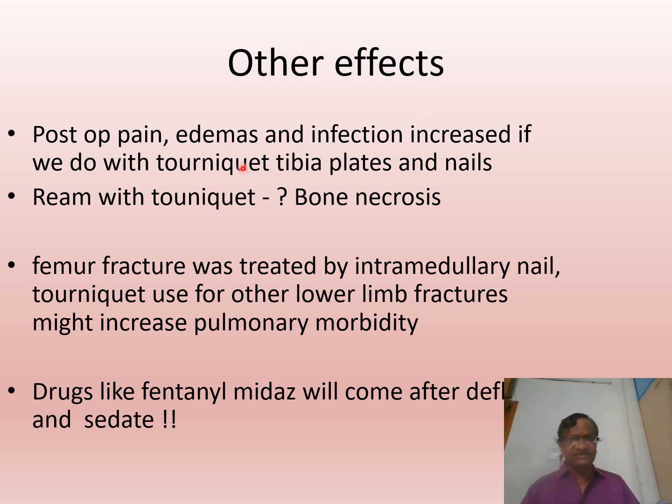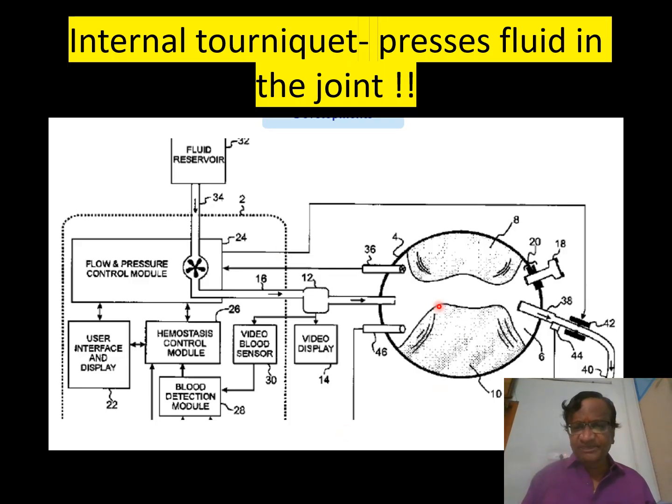Postoperative pain, edema, infection increased if you do tibia plates and nails with tourniquet. Reaming with tourniquet, bone necrosis. Femur fracture treated by intramedullary nail. Tourniquet use for the other limb might increase pulmonary morbidity. So fentanyl and medas will come after deflation and sedate. All these things are other effects; for example, if you ream, bone necrosis, or sometimes they say the healing is not that good. There is a pressure inside the joint. That is what they say. If you do a tourniquet, the joint fluid.